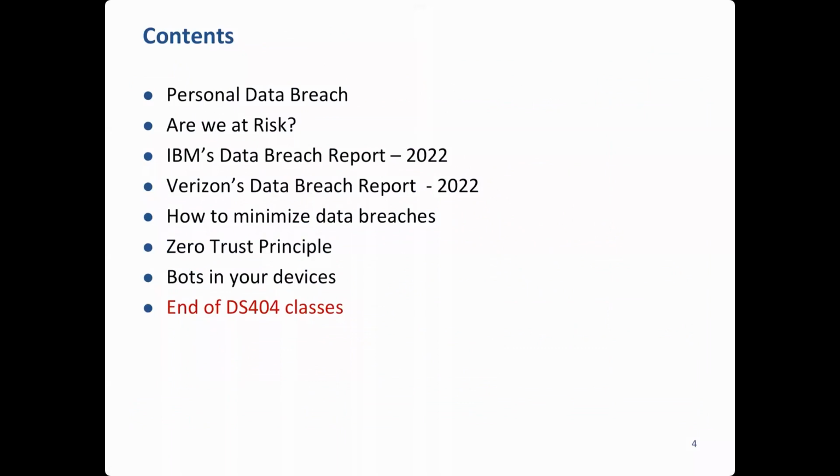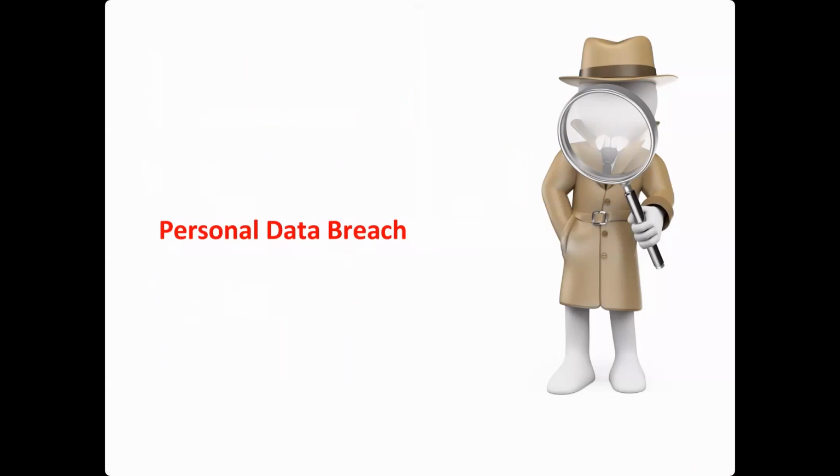We'll look at personal data breach, okay, and then look at are we at risk? Some of these things you know by now. And look at two reports, one by IBM, second by Verizon. These are last year's reports. This year's reports are also out, so possibly I will modify these. But data is very similar to what it was last year. How do you minimize data breaches, zero trust principle, and something about bots. Okay.